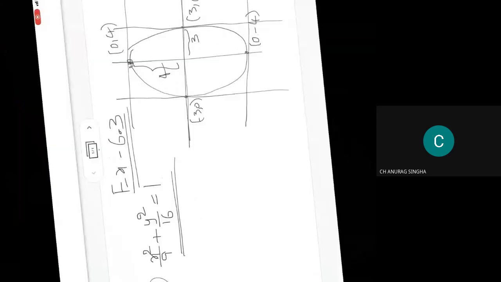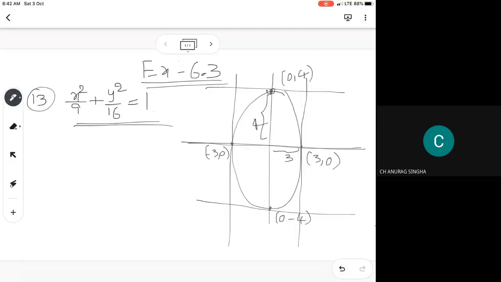Okay. So here, the slope of the x-axis is 0. Now whenever you differentiate this with respect to x, what are you going to get? 2x by 9 plus 2y by 16 into dy by dx is equal to 0.